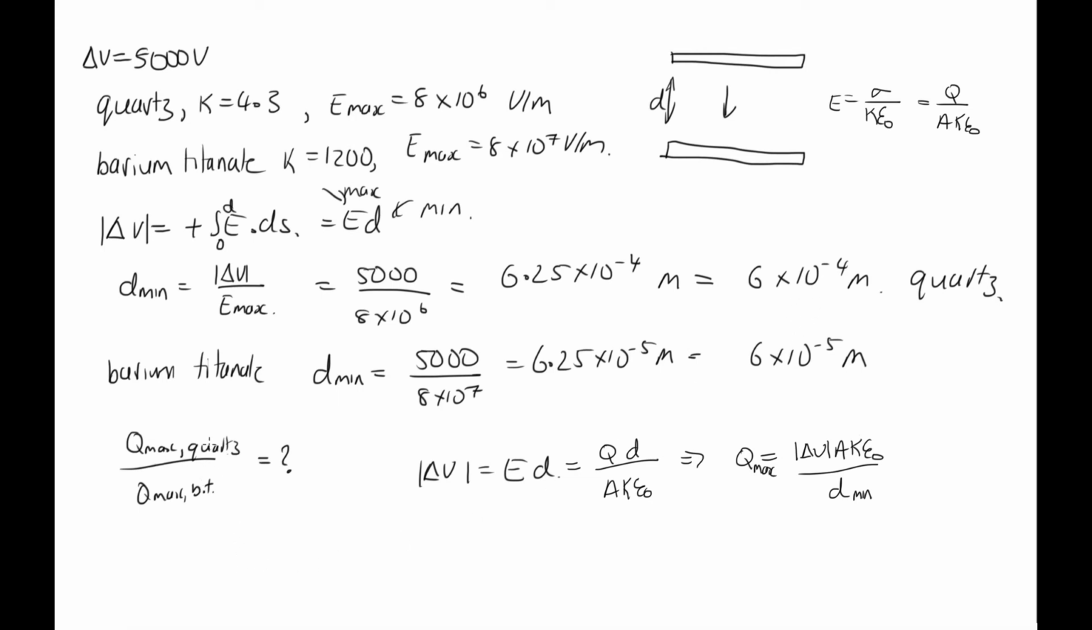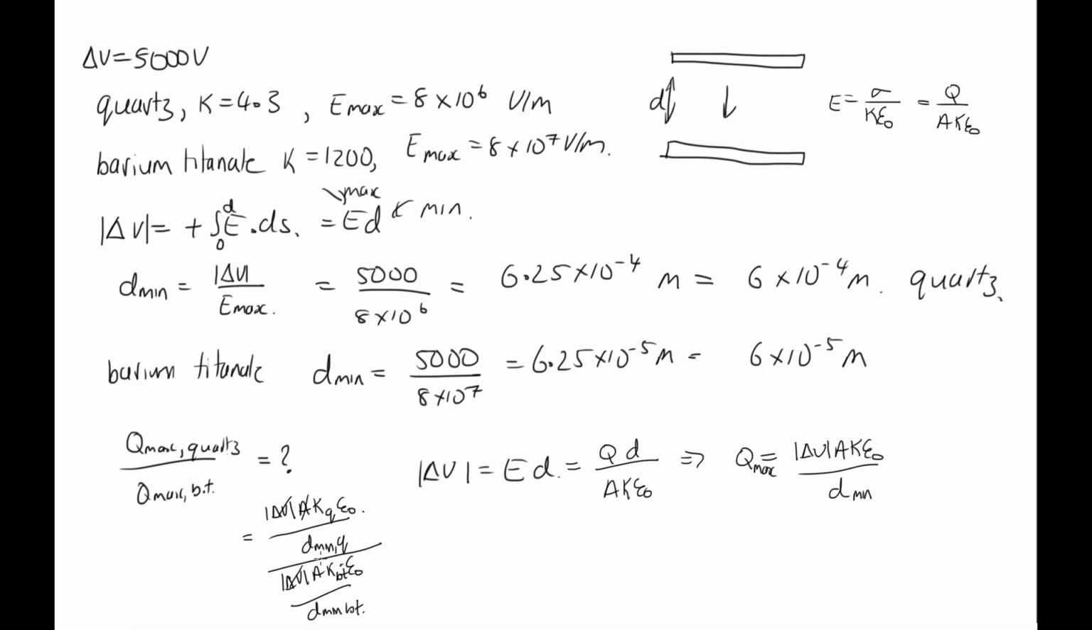So to get the ratio of the quartz to the barium titanate, we'll need to substitute in here. So we've got the potential difference for quartz times A times kappa for quartz times epsilon naught divided by d min for quartz, which we calculated up here, and then we divide by the same for the barium titanate. But the potential difference is the same for both of them. We kept it at 5,000.